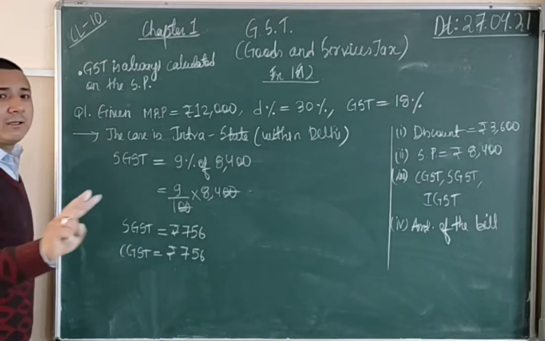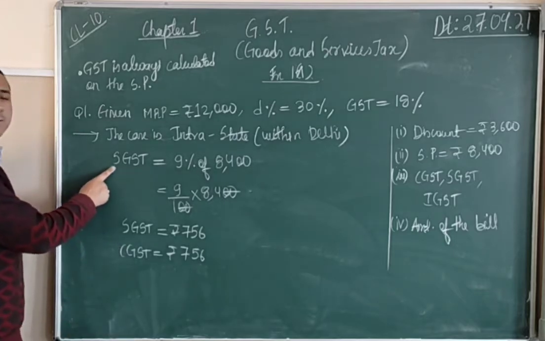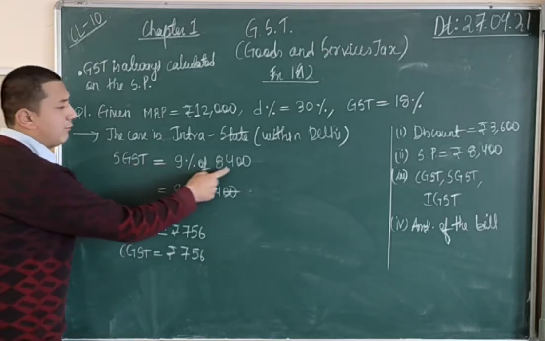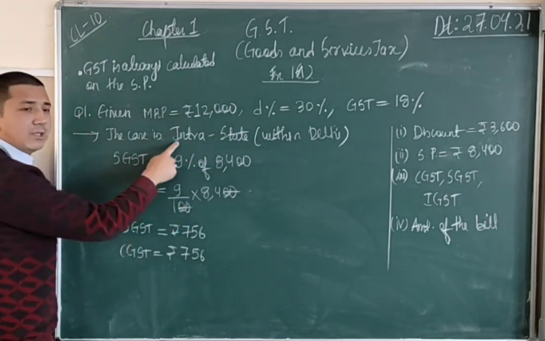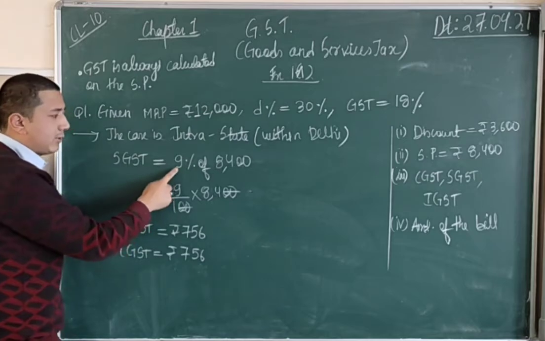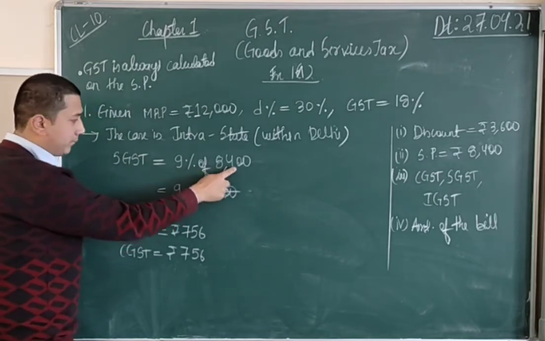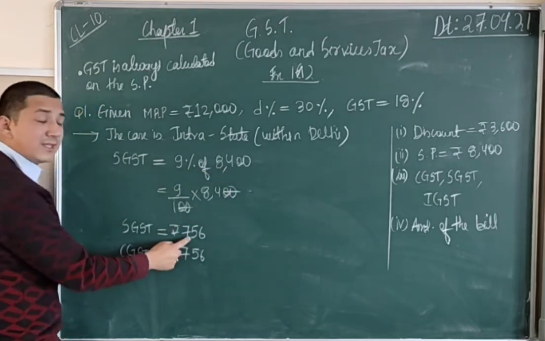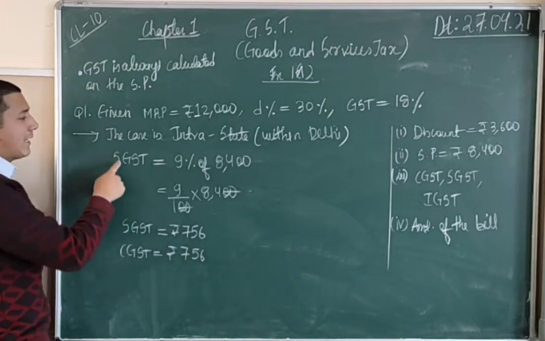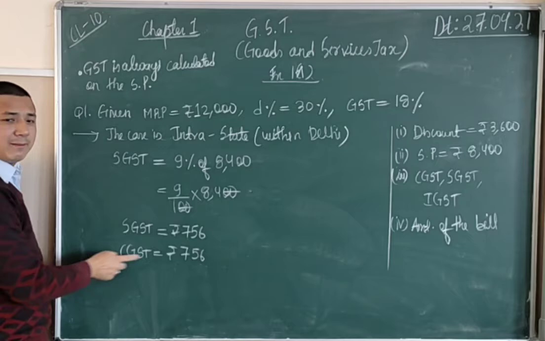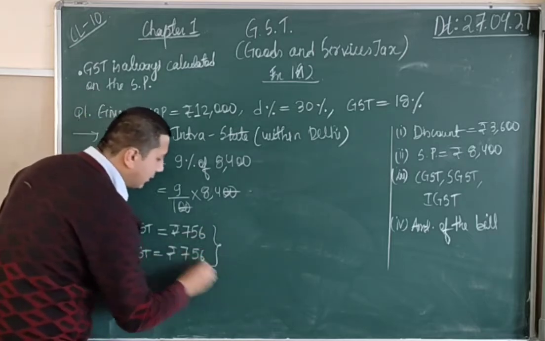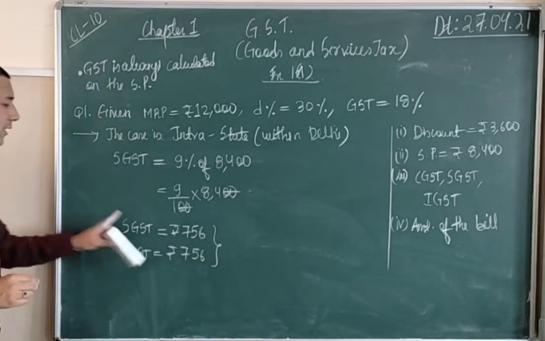So 9% of selling price will be CGST and 9% of selling price will be SGST. Okay, so we'll have to calculate two GSTs. SGST, 9% of 8,400. Why 9? I hope you are clear, because the case is intra. 18 by 2 is 9. So 9% of selling price, 8,400. You calculate, you will get rupees 756. And similarly 9% of 8,400 will be CGST, we'll get the same amount. So this is your GST, CGST and SGST.